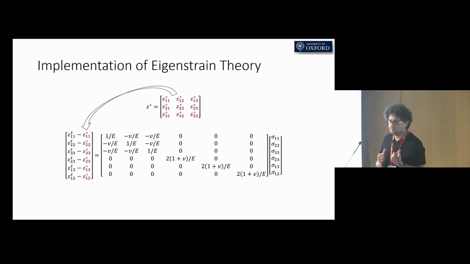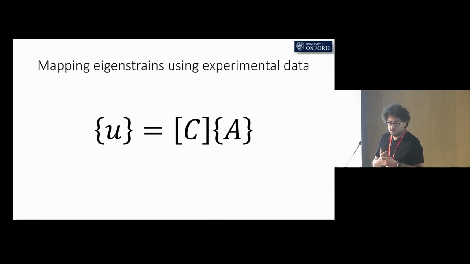Okay, how do we implement eigenstrain theory? We see the tensor of eigenstrains and how eigenstrains are implemented in Hooke's law in the matrix form. Here we subtract eigenstrains from total strain, and as we do this, the problem turns into a linear elastic problem. But in order to do this, we need to map eigenstrains using experimental data.